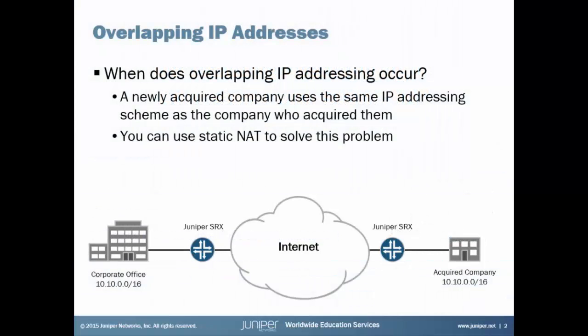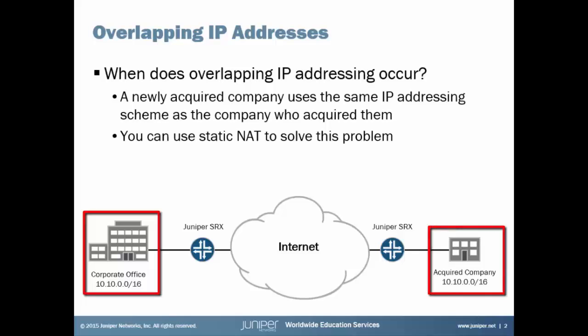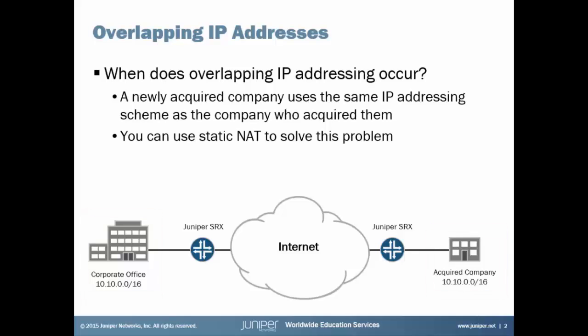Alright, so let's talk about overlapping IP addresses, and let's discuss when this happens. In our example here, we have a corporate office, a larger company which acquires a smaller company, and these two companies happen to be using the same internal IP address spaces of 10.10.0.0/16. And as I'm sure you are aware, you can't have hosts within those two sets of networks that have duplicate IP addresses talk to each other. So with the Juniper SRX, we can use Static NAT to solve this problem.